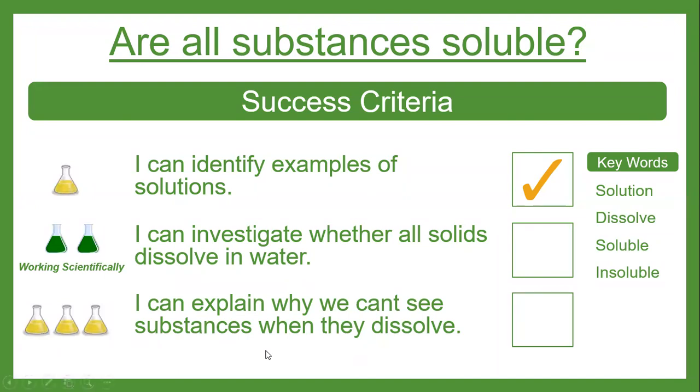So we've just identified in our success criteria examples of solutions. If you put sugar into a coffee or tea, it dissolves and it creates a solution. The salt that occurs in the sea is dissolved. That is a solution. Sugar in drinks that we might buy is a solution.